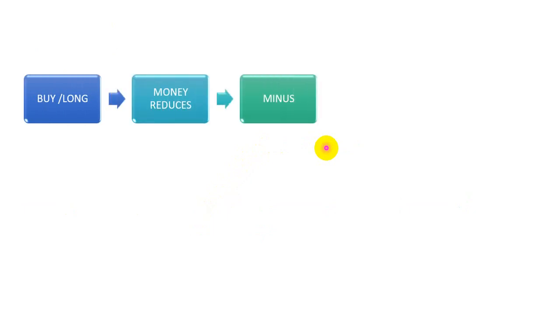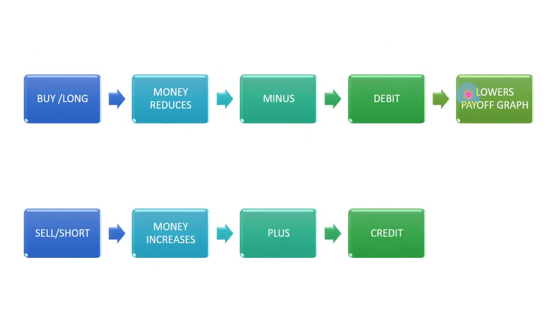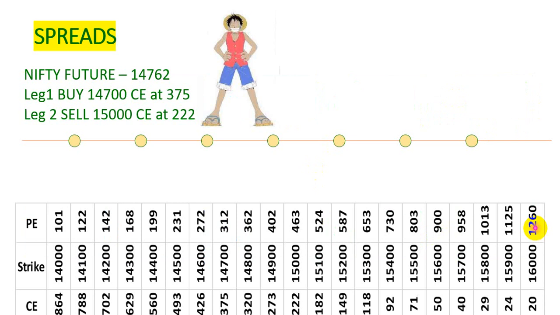So let us revise once again. You buy long, you account all this long in debit, lowers the payoff graph, and sell short, your money increases, raises the payoff graph. That's all. So this fellow is having two legs. One leg is keeping here, another leg is keeping here. So leg 1 is at 14,700, the leg 2 is at 15,000. So call is at 375, 15,000 is 222.